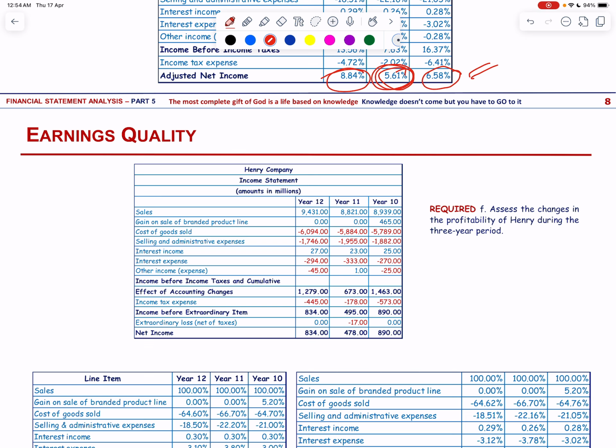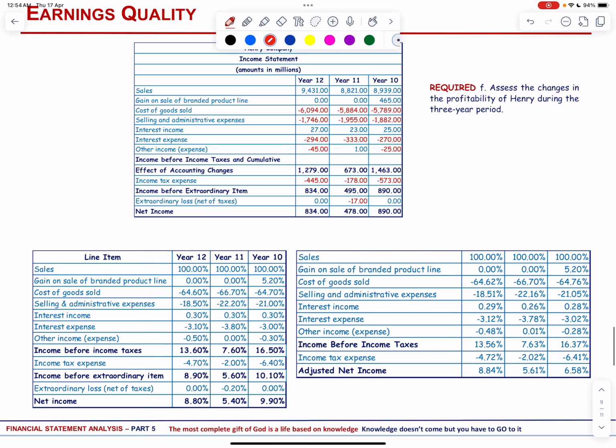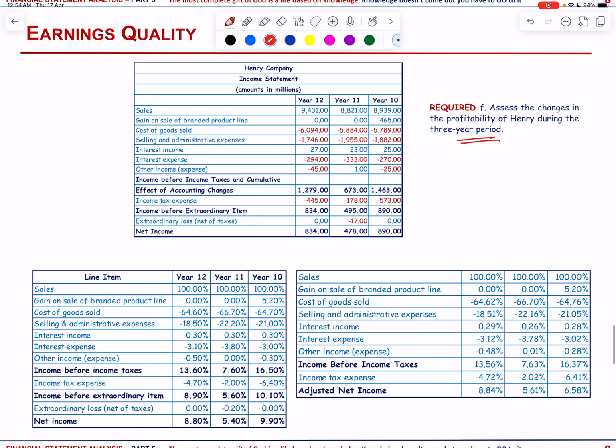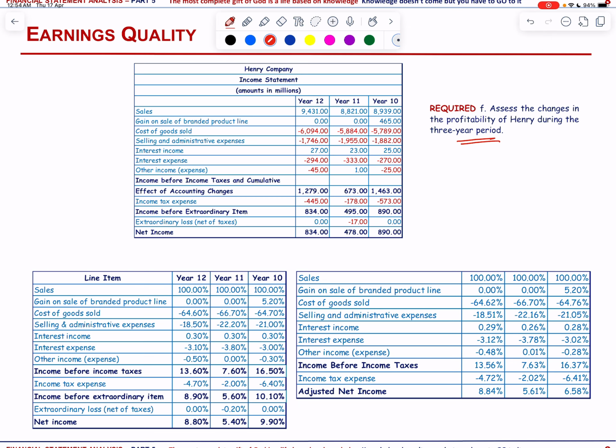Next, they say assess the change in the profitability of Henry during the 3-year period. Now, to assess Henry's company's profitability trends over the 3 years, we will analyze the key metrics based on both reported and adjusted data, considering one-time items and operational performance. Now, let us start with the reported net income.